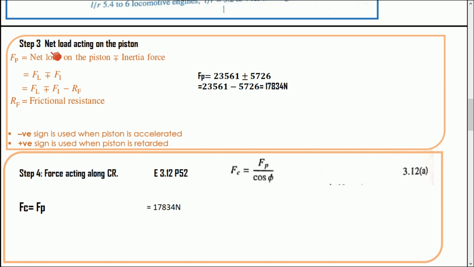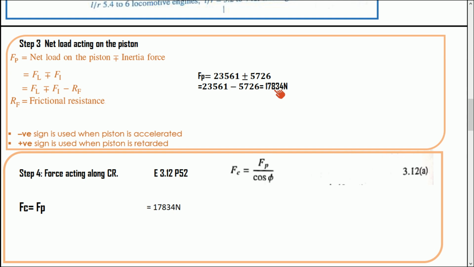Moving forward, we have step number 3 where we are supposed to calculate the total load acting on the piston, which is nothing but the gas load plus the inertial force. So here we are considering that only the inertial force and the gas load are acting. We are neglecting the frictional forces just because there is no mention of that in the question. Now here we have assumed that the piston is in accelerating condition, so we give the sign as negative and we got the value as 17,834. You can consider that your piston is in decelerating condition also, no issue.